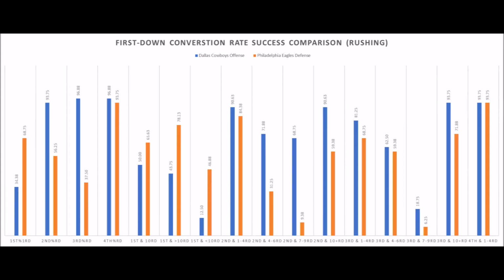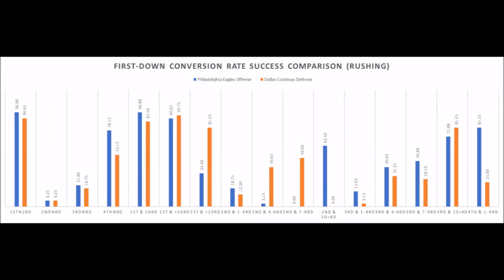Then, of course, we look at the Eagles' offense versus Cowboys' defense when it comes to rushing downs. And in this particular area, the Eagles are favored on first down, tied on second down, and a slight advantage on third down. So the Eagles have a slight advantage when it comes to rushing the football, but it definitely has some evenness to it when you look at first, second, and third down. There's definitely some evenness between both these teams when it comes to rushing downs, but the Eagles have a slight advantage on first and third down.